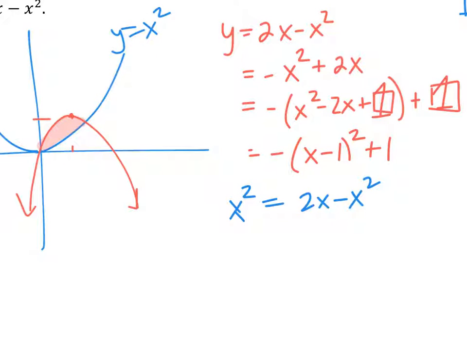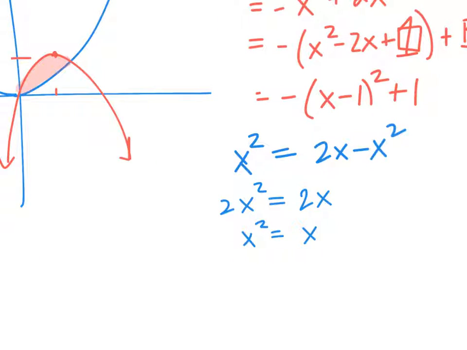Add x squared, so 2x squared equals 2x. Divide by 2. Divide by x? Oh, divide by 2x? No, that is a bad idea. We never want to divide by anything that has a variable inside because we'll lose information. What should we do when we solve something?